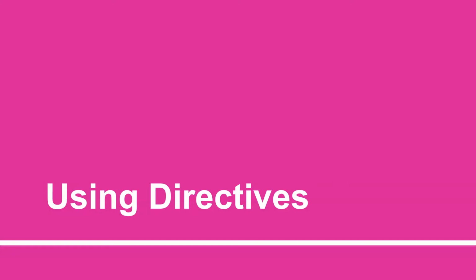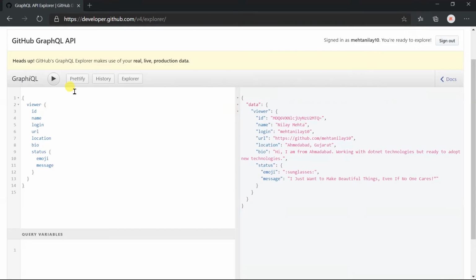Let's switch to GitHub API Explorer. Here is a query for obtaining basic details of the current user. We have created this query in the previous session. Now we want to modify this and make this status field dynamic. So we just need to load it only if true is passed in the variable. Let's add a variable in the query.